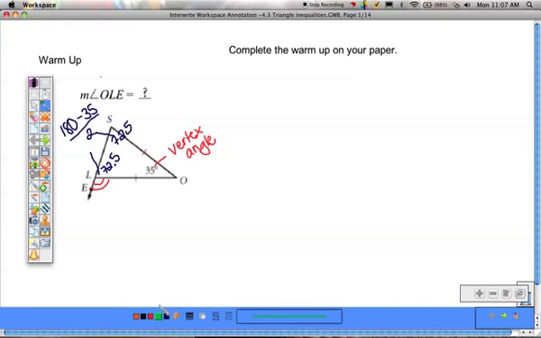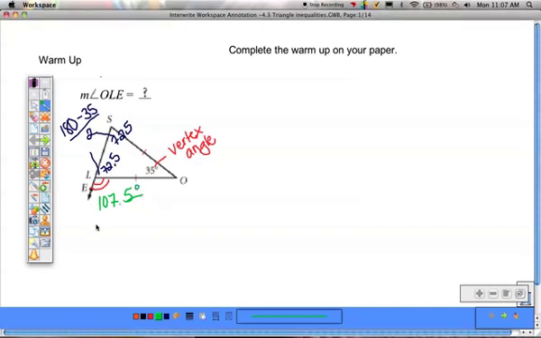Okay, now we're going to use the linear pair conjecture. We have a linear pair, a straight line. We know that in a straight line, the two angles add to 180. So we're going to take 180 minus 72.5, and we're going to get 107.5. And that'll be in degrees.